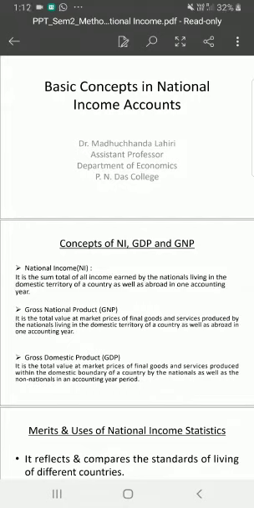Today I'll explain to you some basic concepts in national income accounting, some of the terms that are associated with national income accounting measurements, and also the different ways in which we can measure or calculate the national income for our country. So before we start, let me ask you one question.